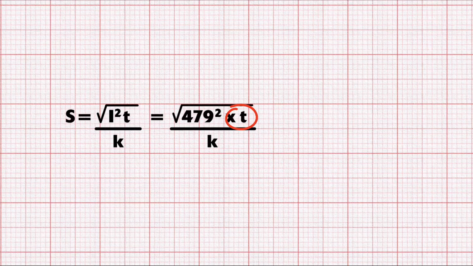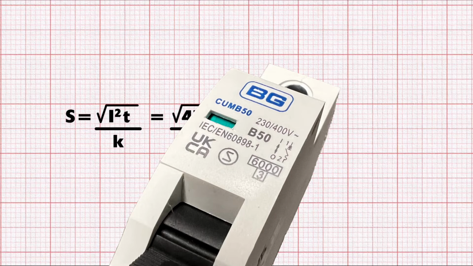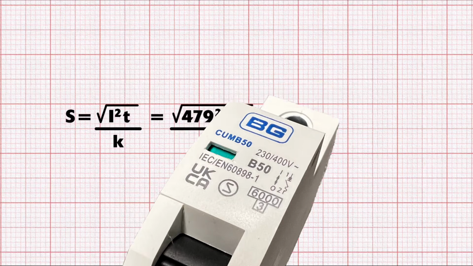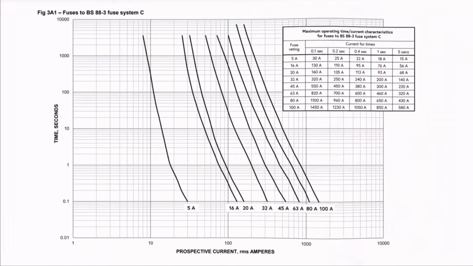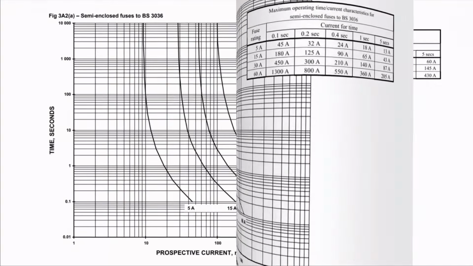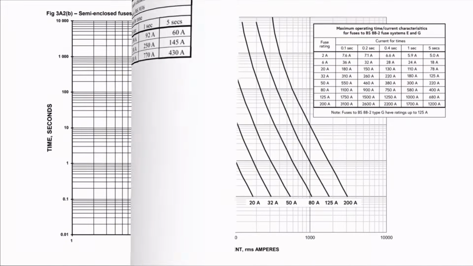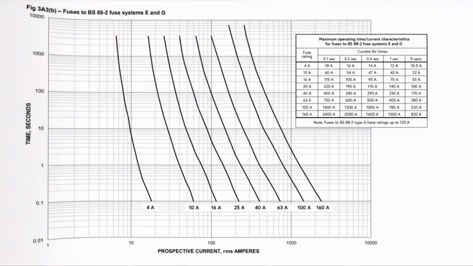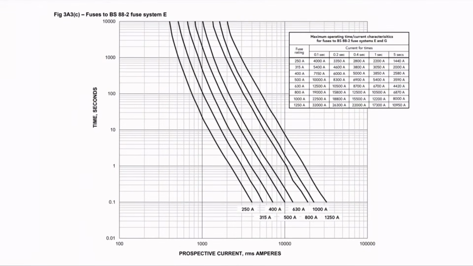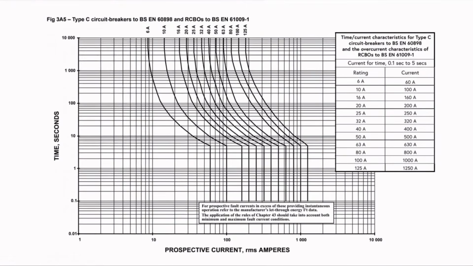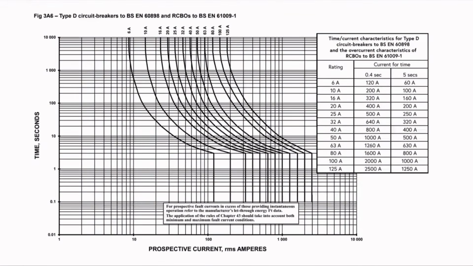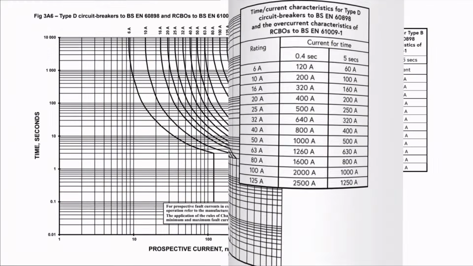We're using this MCB from the newly upgraded Fortress range from BG to protect our circuit. The quickest way to find out how quickly the device will operate can be found in the graphs in Appendix 3 of BS 7671. These graphs contain the time current characteristics of various protective devices. These just plot the time it takes for a device to trip when current flows through them. So we find the correct graph. We're using a Type B circuit breaker conforming to BS EN 60898, so we need figure 3A4.